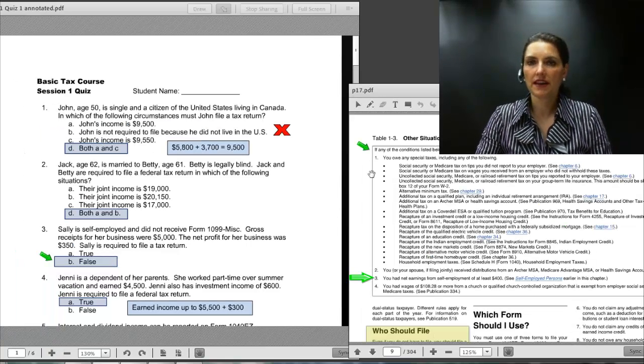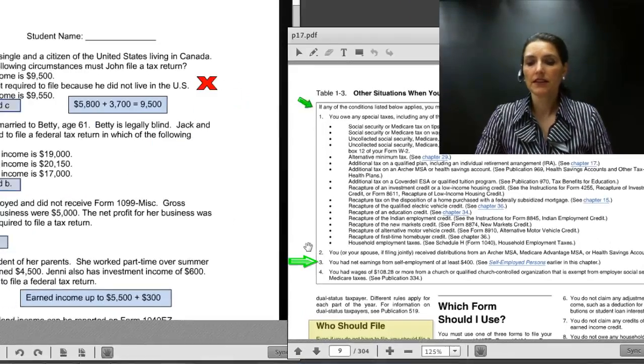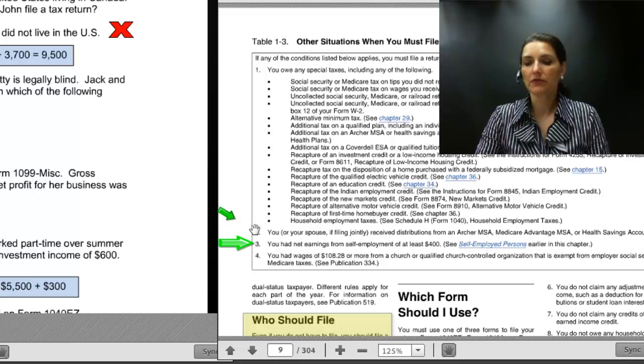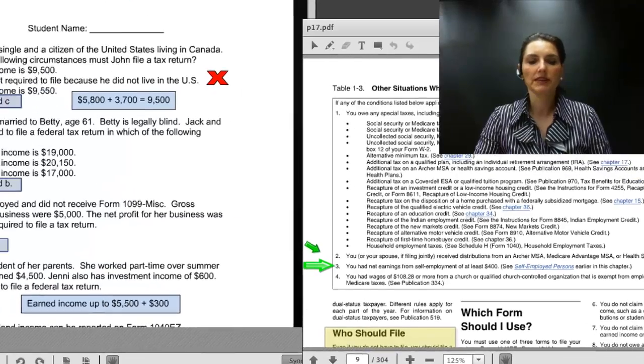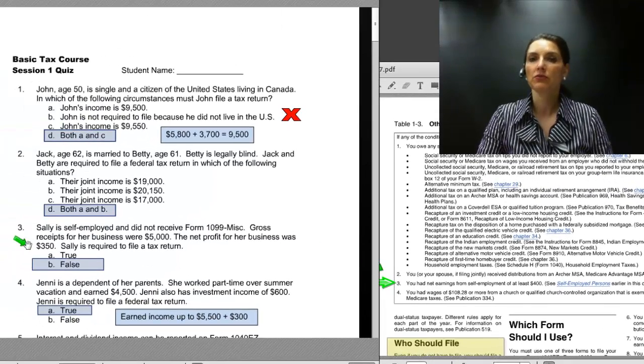And let's see why the answer is false by going to Table 1.3. It says on line 3, or item number 3 of Table 1.3, you are required to file a tax return if you had net earnings from self-employment of at least $400. Well, the wording of the problem says that the net earnings from self-employment is $350. That's less than $400. So technically speaking, Sally is not required to file.